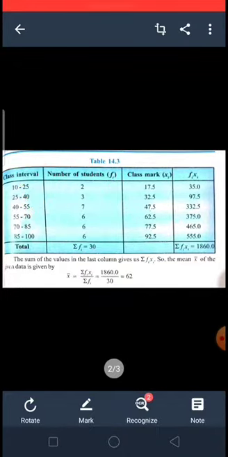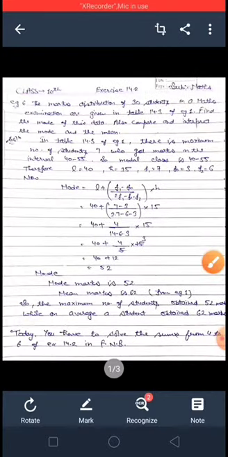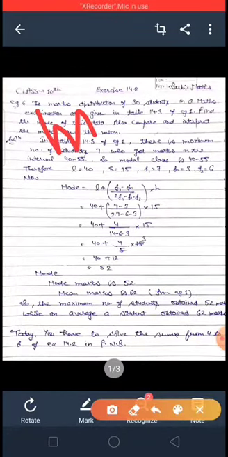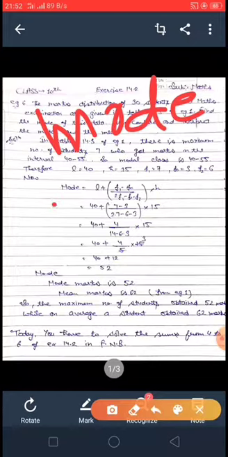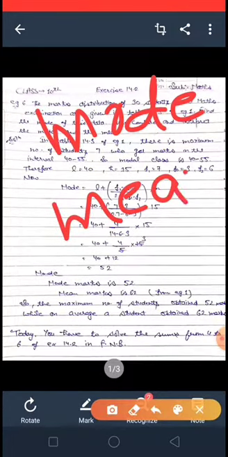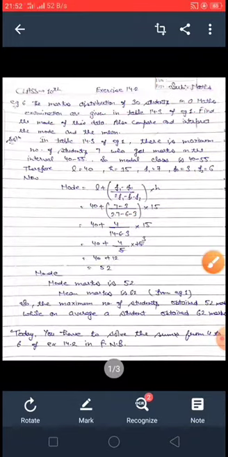Clear? Now the next is, find the mode of this data. We have to find out the mode of this data. Also compare and interpret the mode and the mean. Means we also have to do a comparison, that when you compare mode and mean, what result do you get from it. Clear?